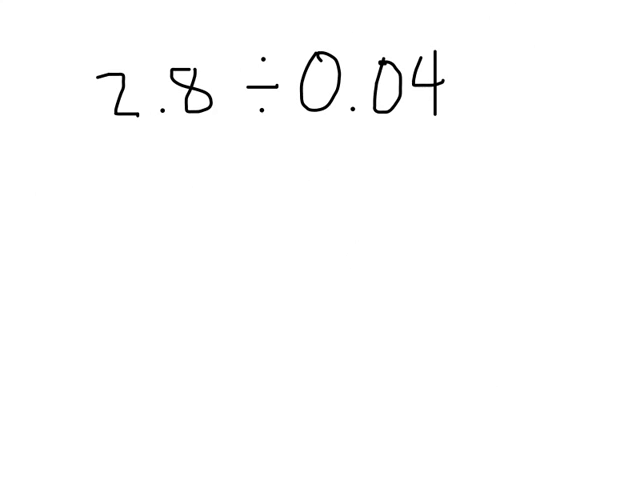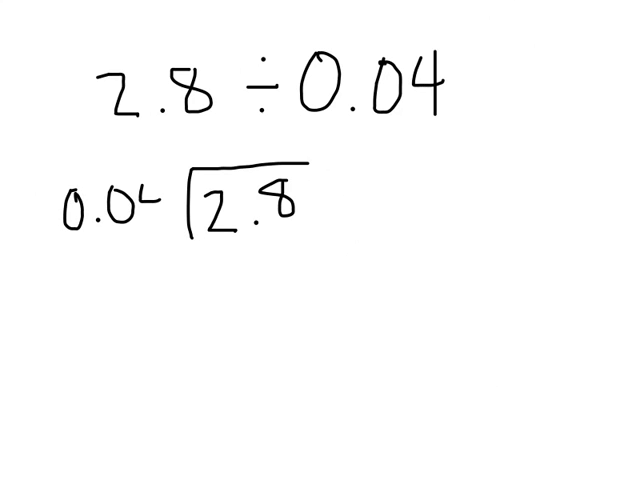Let's look at another example. Sometimes multiplying by 10 over 10 isn't enough to get me a whole number division problem. Let's look at this one. 2 8/10 divided by 4/100. Well, here, when I'm dividing 2 8/10 by 4/100, if I multiplied by 10, I'd still have a decimal in my divisor. So I need to multiply by 100 and move the decimal once, twice, once, twice.